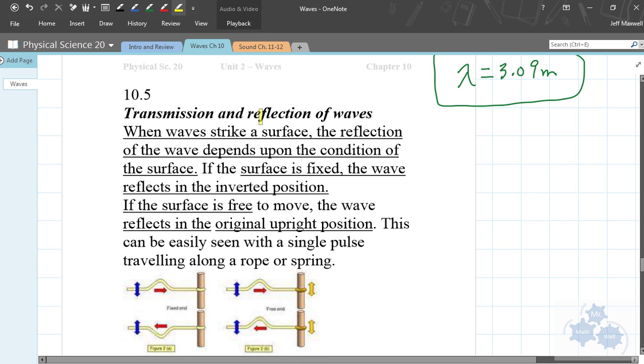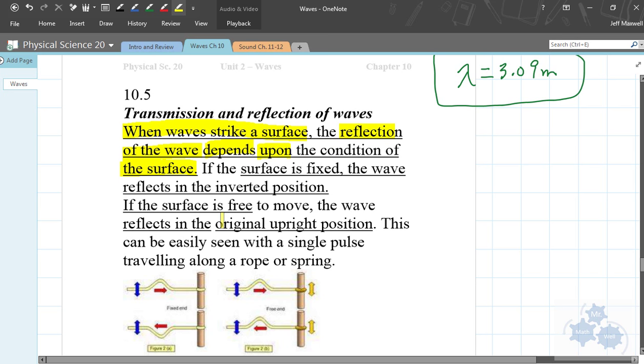It says, when waves strike a surface, the reflection of the wave, and of course with the slinky yesterday, you saw that when you sent a pulse or a wave down the slinky and someone else was holding it at the other end, then it bounced back, right? You saw that happen. So waves do reflect off of hard surfaces. It depends upon the condition of the surface.